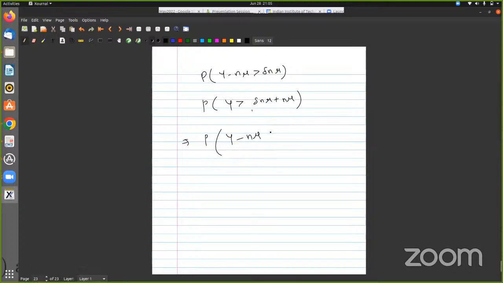Then divide by sigma root n. I have to do the same thing on the right hand side. So delta n mu plus n mu minus n mu is delta n mu, divided by sigma square root n. So don't look at this equation as y minus n mu greater than delta n mu. Look at it as the probability that y is greater than delta n mu plus n mu. Anyway, this value is some constant, and consider this 220 as the entire expression.